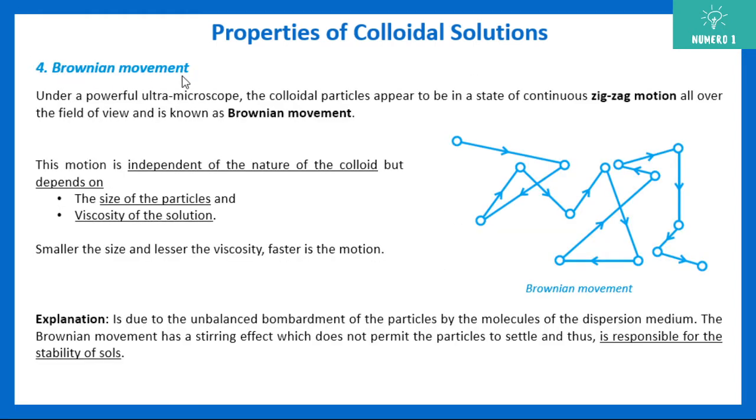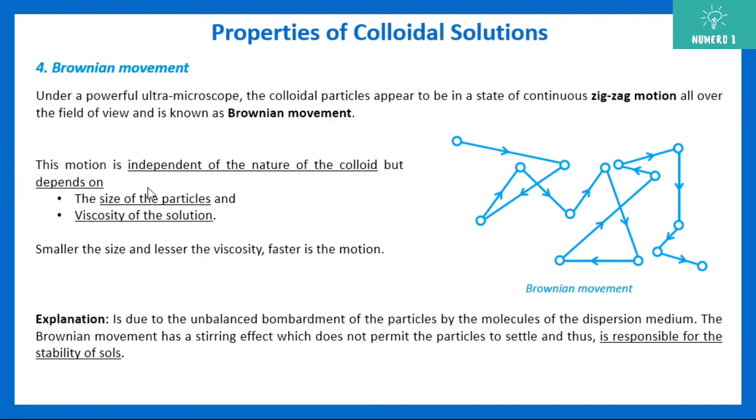Next property is Brownian movement. Brownian movement is basically the zigzag motion. Under a powerful ultramicroscope, you can see the colloidal particles appear to be in a state of continuous zigzag motion. So they are not stationary; they are always moving in a zigzag manner all over the field of view, and this movement is known as Brownian movement.